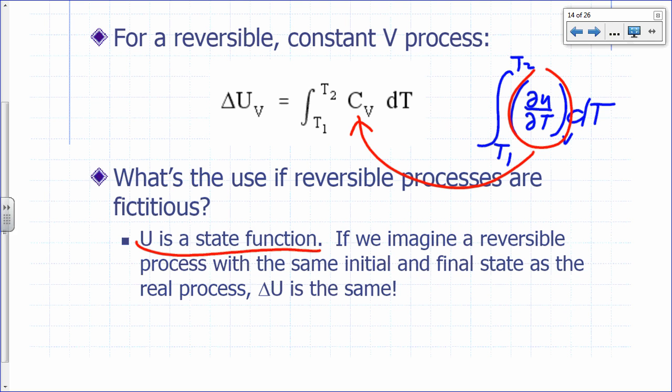So if you imagine a reversible process with the same initial and final state as the real process, you'll still get the delta U that you want. And that's the value of being able to develop these formulas for reversible processes. Because then when we go into the real world, we can say, okay, here's the initial state, here's the final state. Now let me imagine, how can I get from the initial state to the final state reversibly? For each of those reversible steps that I take, I just add up all the delta U's and I get the actual delta U for the real process.